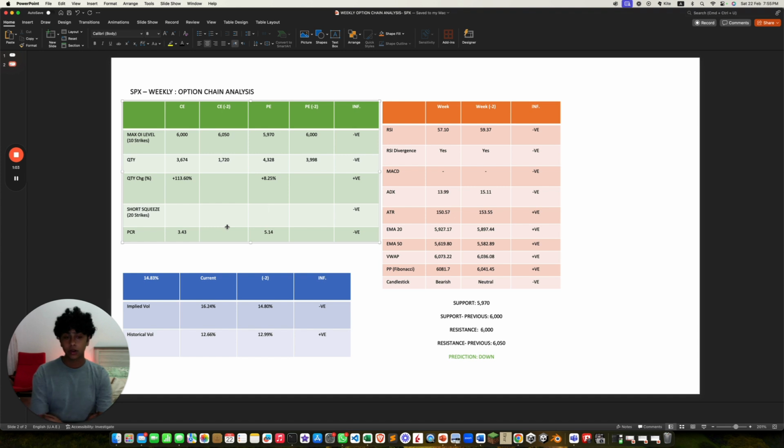The current support is 5,970. The previous week's, 2 weeks ago's support was 6,000. The current resistance is 6,000, and the 2 weeks ago's resistance was 6,050. And the overall prediction is that the S&P 500 goes down.